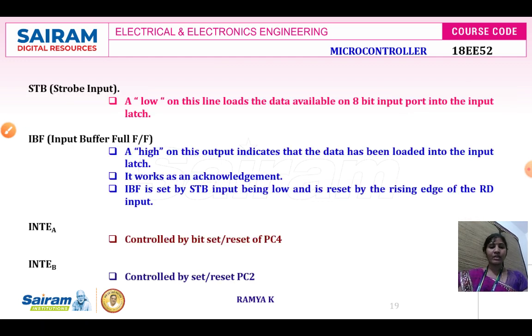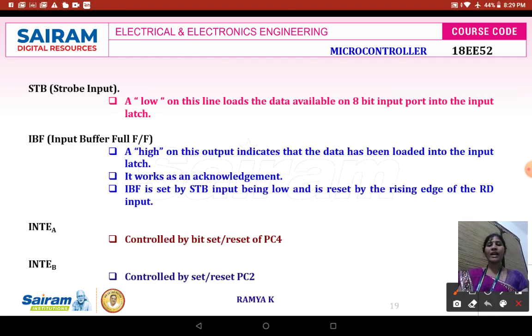Next one, strobe. It is an active low signal, and a low on this particular line will load the data available on the 8-bit port into the input latch. Then IBF. IBF is an active high signal. It indicates that the data has been loaded into the input latch. It is just like your input buffer, just like the S buffer which we have seen in the serial communication.